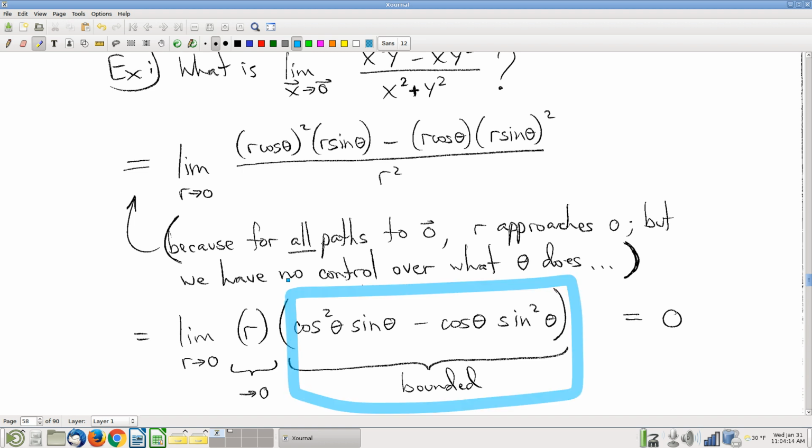That's a nasty expression, but among other nice things, it is a bounded expression. So this is never, under any circumstances, bigger than 2 or smaller than minus 2. Bounded, right? And this here is going to 0. So what happens if you have something that's bounded, never gets that big, and you multiply it by something approaching 0 incessantly? Well, then the limit equals 0.